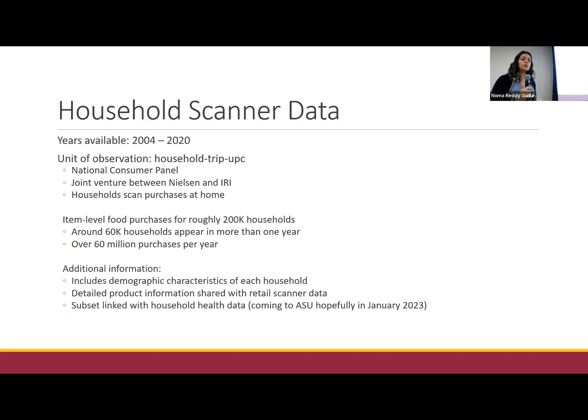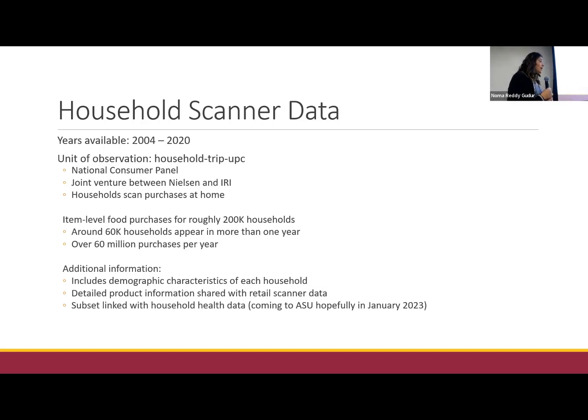And 60,000 households is still a considerable portion, given that getting 60,000 households to fill out a survey is costly, or to track them over time. There are a lot of constraints with that. We have information on a set of demographic characteristics at the household level. That detailed product information that the retail scanner data uses is also able to be joined here.